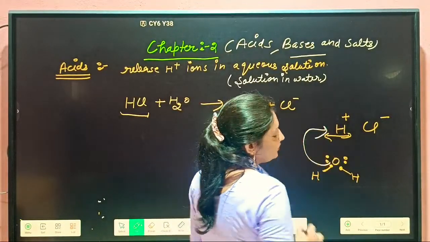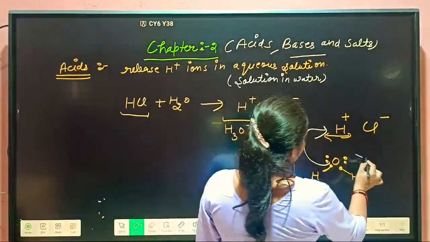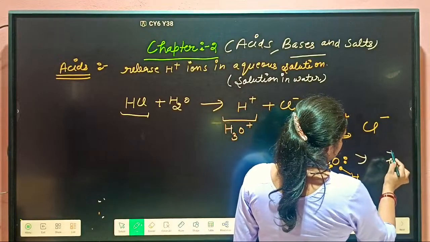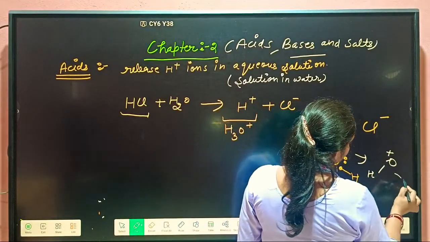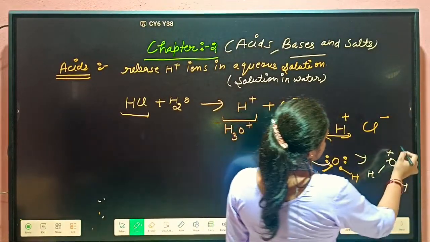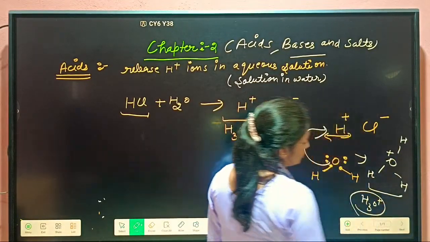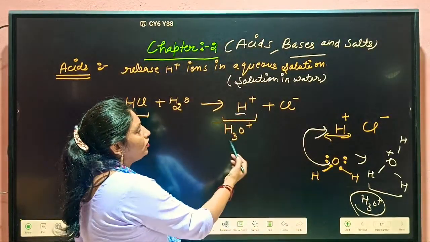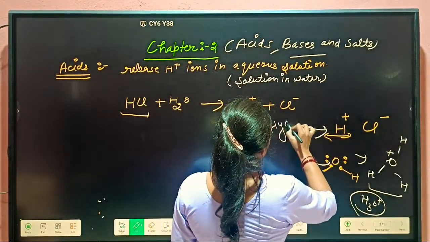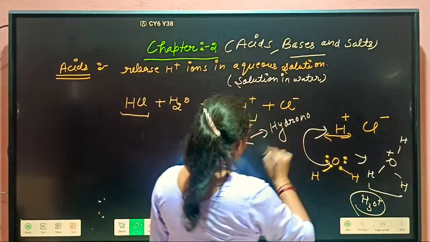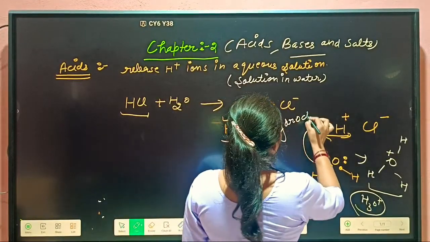Then students, this oxygen can form a bond with this hydrogen by donating its electrons. Then what will happen? Here you can see this oxygen is losing an electron, so a positive charge will be attained on it, and it is forming a bond with this hydrogen also. Now students, this one is the hydronium ion, H3O positive. So students, either you can write H positive or you can write H3O positive also. This one is the hydronium ion.